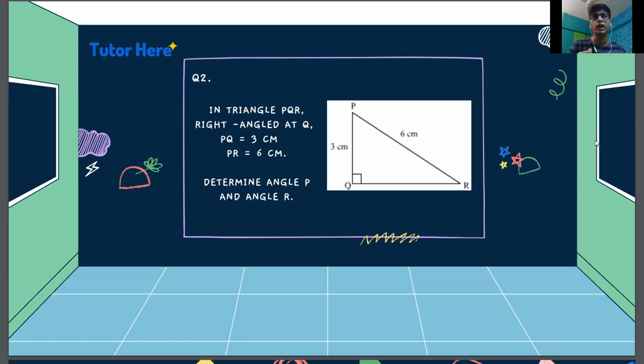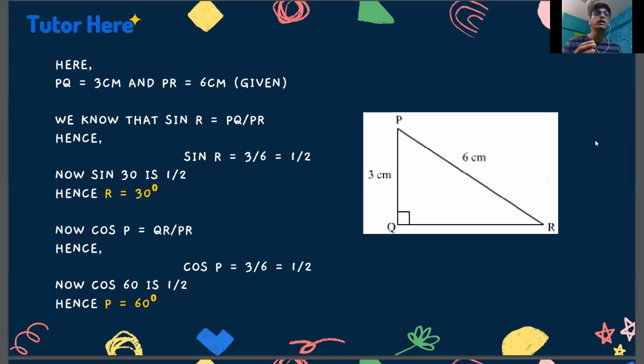In triangle PQR, right angled at Q, PQ is 3 centimeters and PR is 6 centimeters. Determine angle P and angle R. Now here, PQ is 3 centimeters and PR is 6 centimeters as given in the question. Now we know that sin R is equal to PQ by PR. Hence, sin R is equal to 3 by 6, which is 1 by 2. Now sin 30 is also 1 by 2. Therefore, R is equal to 30 degree.